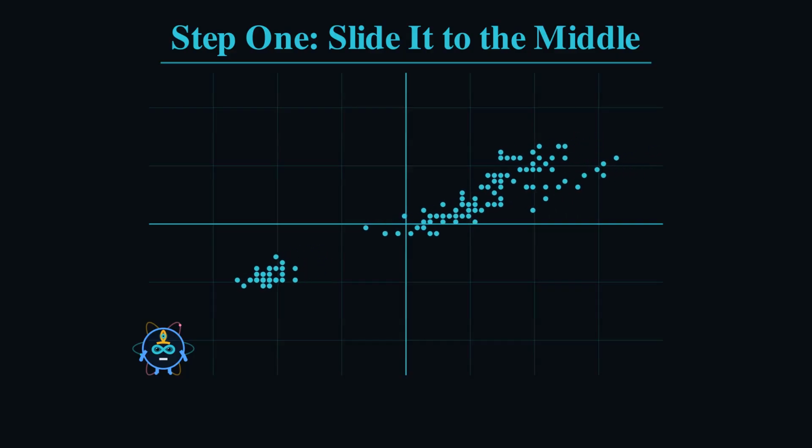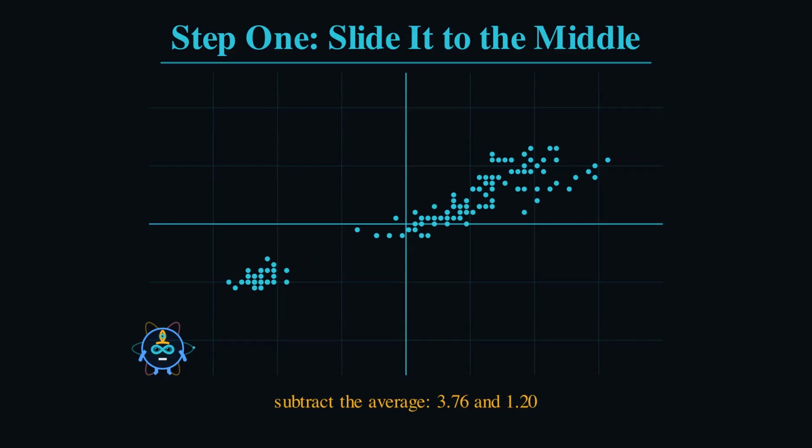First we slide the whole cloud so its middle sits on the center of the picture. In numbers, that is just subtracting the average of each column. Nothing about the shape changes, only where it sits. So which way do you turn? There is a number that answers it.